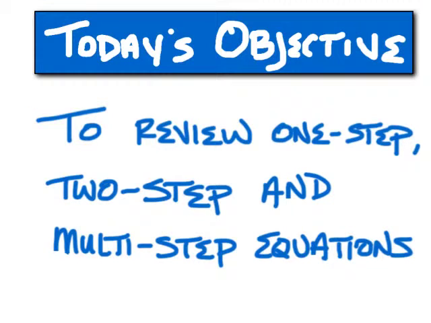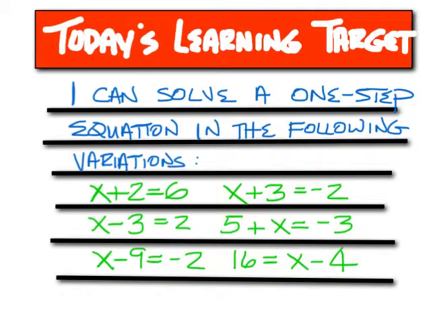Today's objective is to review one-step, two-step, and multi-step equations. You should have had those in junior high. We're going to review those today. Before we can go on to the red cards on the wall, we have finished the blue. We now go to red. When we're finished with those, we go to yellow, and then orange, and then white. Specifically today, I can solve a one-step equation in the following variations. And these variations are having an x on the left, like you see here, and then an x on the right, like you see here.